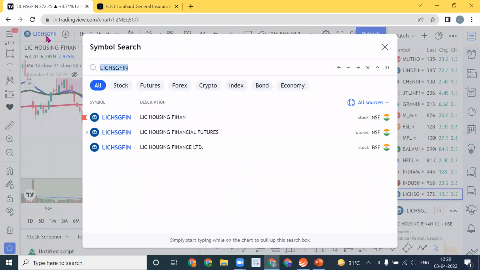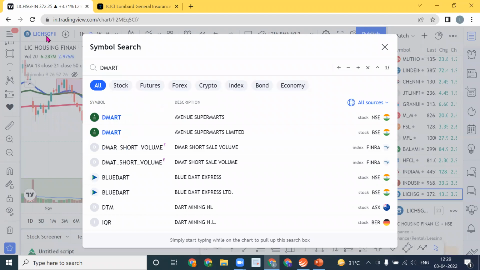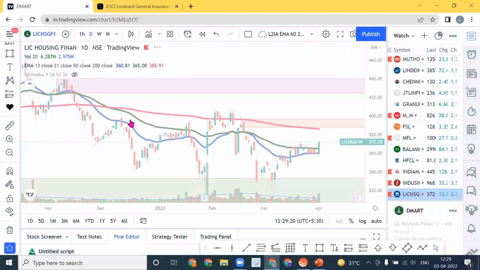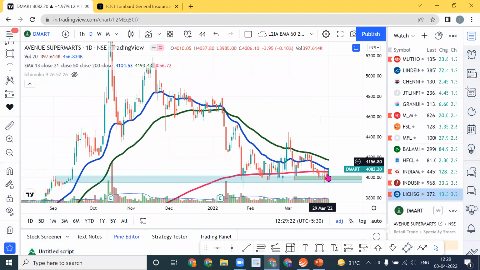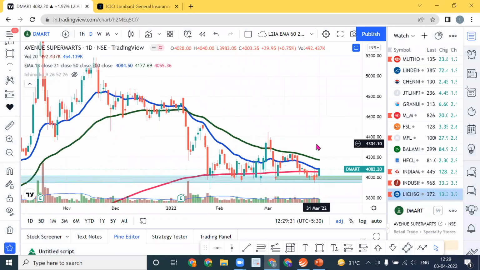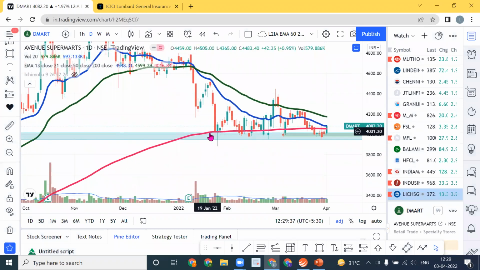Avenue Supermarket, currently it is down, but it is a good stock to hold. Retail will do well. It is down currently. The 21 and the 50 moving averages are above. It is just touching the 200 DMA. But there is no need to exit this stock. It is on support, at this level. As I told you last time also, this stock is at this support since a long time, and multiple times it has tried to break.